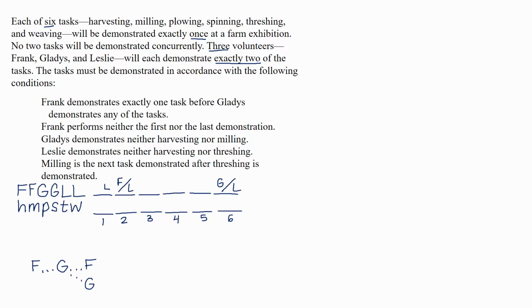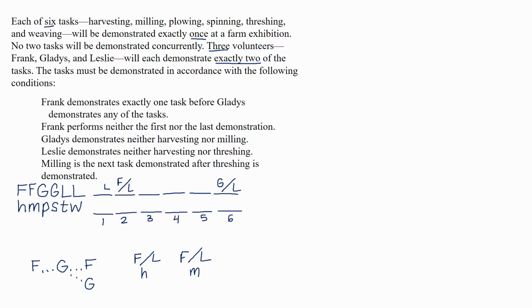The third rule is our first grouping rule. It tells us that Gladys demonstrates neither harvesting nor milling. Let's turn that negative into a positive. It means that harvesting and milling is done by either Frank or Leslie. Since this is a purely grouping rule, we can note it off to the side. Now, we don't know any spots that Gladys does demonstrate in so far, so we can't do more than this right now. So we'll just have to come back to this rule when we have a little more information.